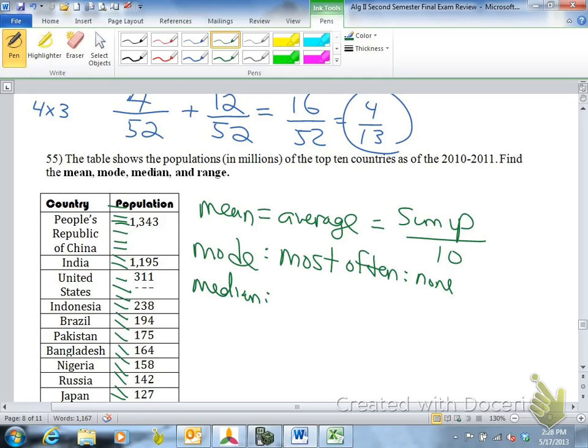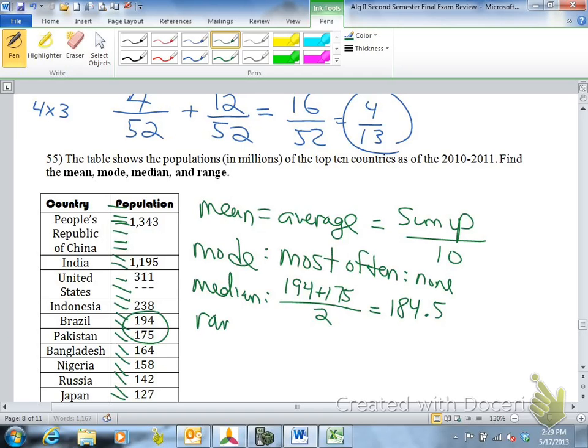And median. The median, you have to find the middle. When you have an even number, there's no natural middle. You kind of have to use the 5th and the 6th. If there's an odd number, then it's much easier to tell what the middle number is. But in this case, the 2 middle numbers, Brazil and Pakistan, 194 plus 175, divided by 2. And that looks like it's going to be 184.5 million people, median.